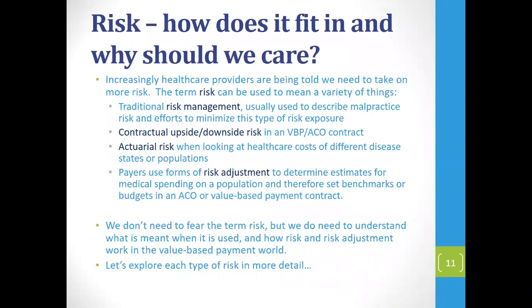So we might start to get paid differently and have to understand that type of risk. Actuarial risk is looking at healthcare costs across different disease states or different populations of patients. There's lots of actuarial work done in all industries, including healthcare. And if somebody has 1 or 2 or 3 chronic diseases, how does that change their risk and the associated costs that might be associated with taking care of that person going forward?